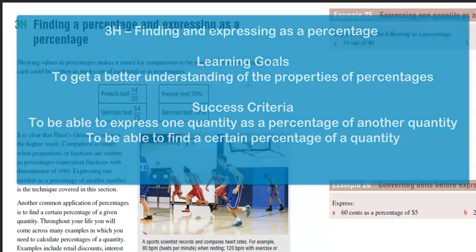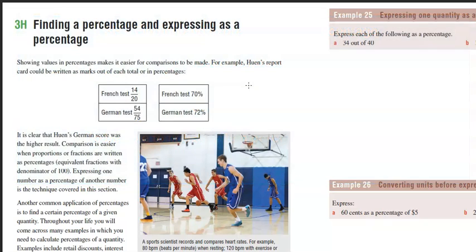So showing values in percentages, it just makes it easy for us to make comparisons. So for example, Huon's report card could be written as marks out of each total or in percentages. So there's two different sections here. Huon's got a French test, which is 14 out of 20, and a German test, which is 54 out of 75. Now it's hard to do a comparison as to which one is better or worse because they don't have the same allocated marks for each test.